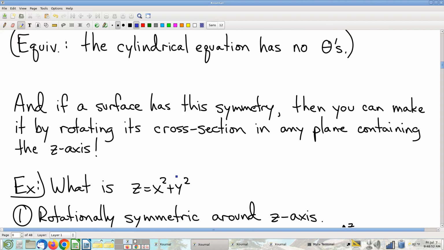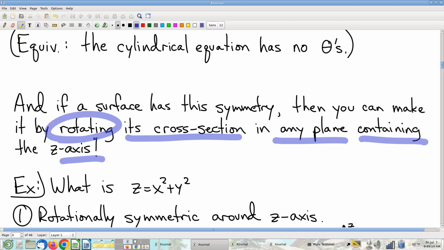Okay, so the reason we care about this, when you have a surface with rotational symmetry, you can look at its cross-section in any plane that contains the axis of rotation, in this case the z-axis. Just look at its cross-section, and then you can just rotate that cross-section. It's rotationally symmetric. All the cross-sections look exactly the same. So pick one, doesn't even matter which one, and then rotating that around will generate your entire surface. And this is something that we can actually actionably do. And let me just show you an example.